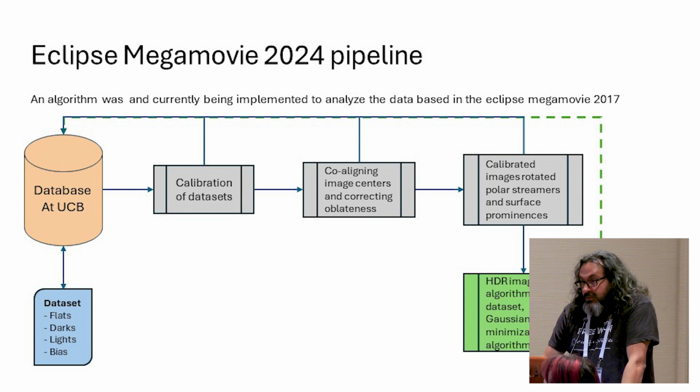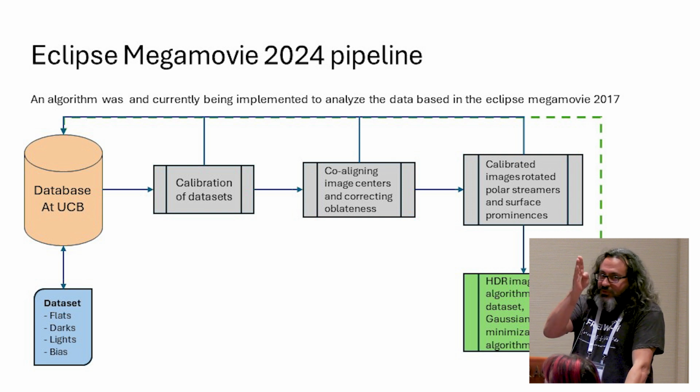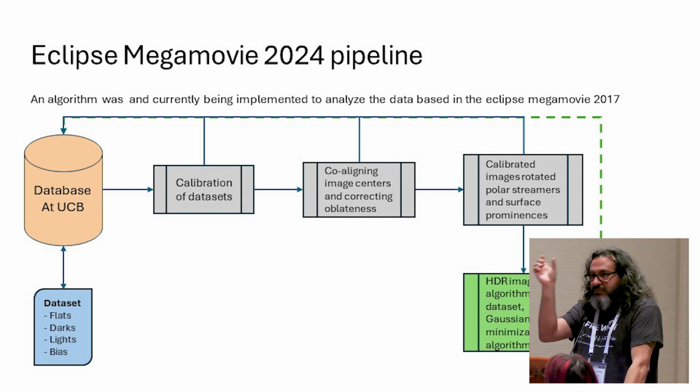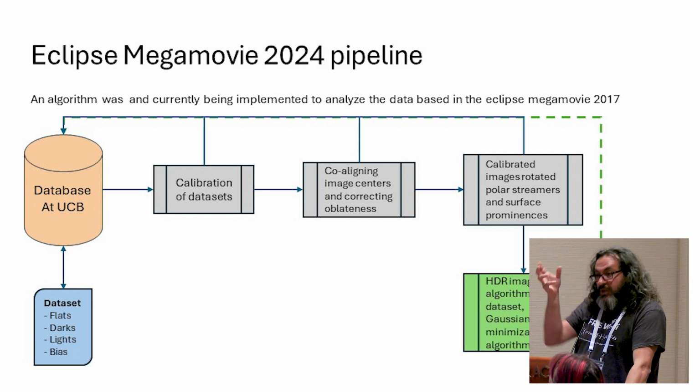The second one is to co-align, because not all the people were pointing exactly to the North Pole. So you see a drift, a small drift. So you need to co-align them. And then we are going to use the calibrated images to start the rotations.